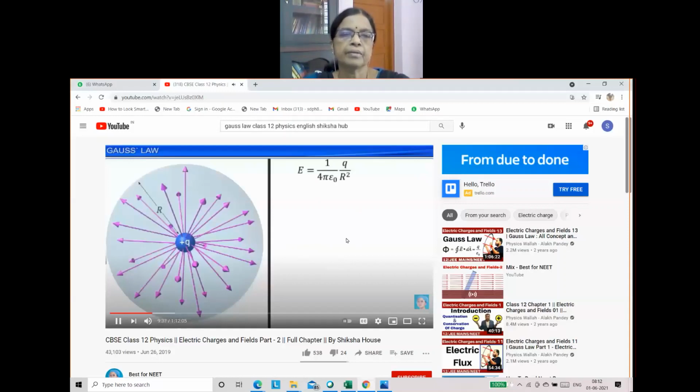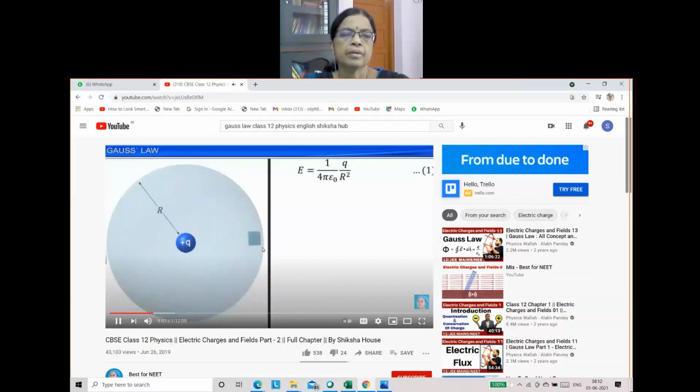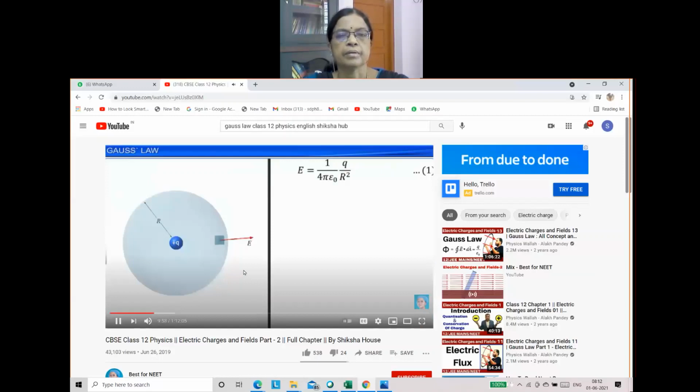So we see that for all points on the sphere of radius r, the magnitude of the electric field strength is the same, and it is directed away from the charge plus q in an outwardly normal direction at each point. Therefore, at each surface point, the electric field strength E is parallel to the area vector dA, which represents the area of an infinitesimally small element on the surface.